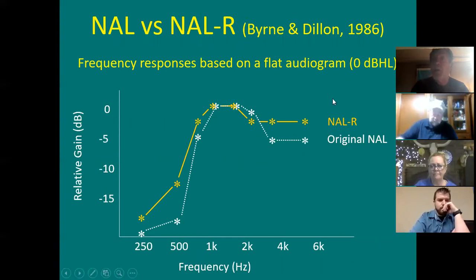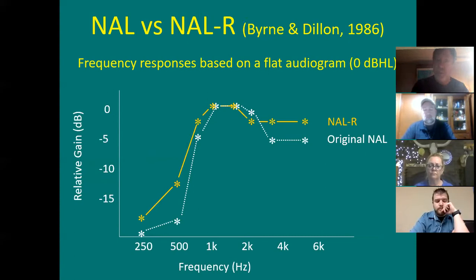Later on, NAL got revised, NAL-R. And they said, you know what? We had overkill. We decreased the lows too much. You shouldn't decrease the lows as much. So in order to make all adjacent speech frequencies sound equally loud, we need to reduce the lows by more like 10, not by 15. And we don't need to reduce the highs by much at all. We've got to just back off a little bit.